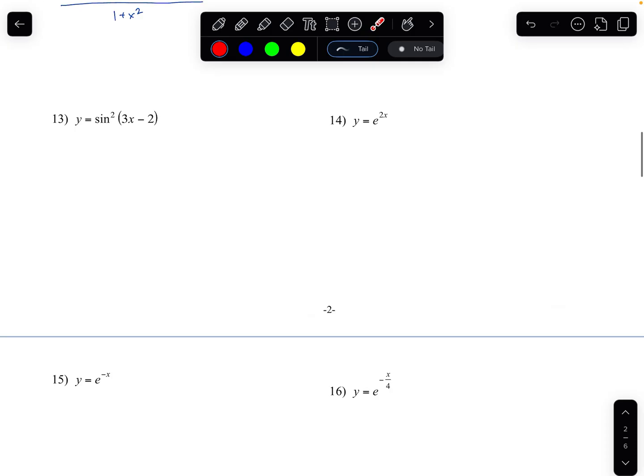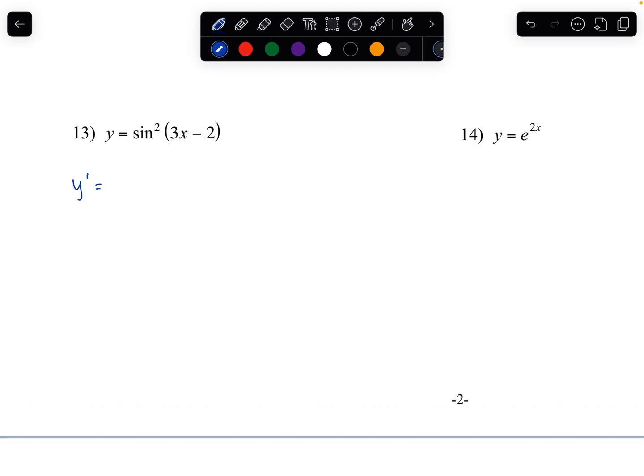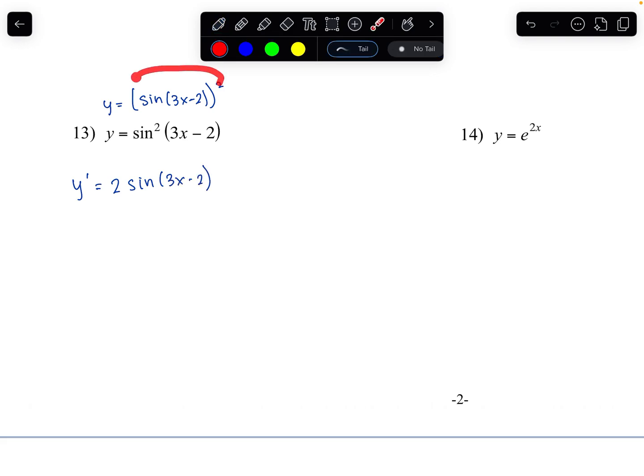For 13, y prime is going to be equal to, again, I think I see a double chain rule. If I rewrite this as sine of 3x minus 2 squared. So I'm going to bring that 2 out in front. Then it's going to be sine of 3x minus 2. So there's one chain rule whenever I bring the 2 down.